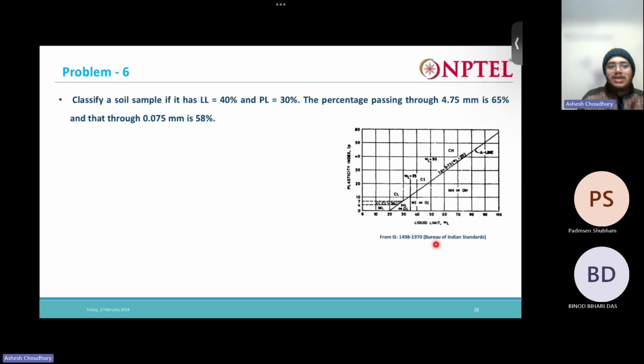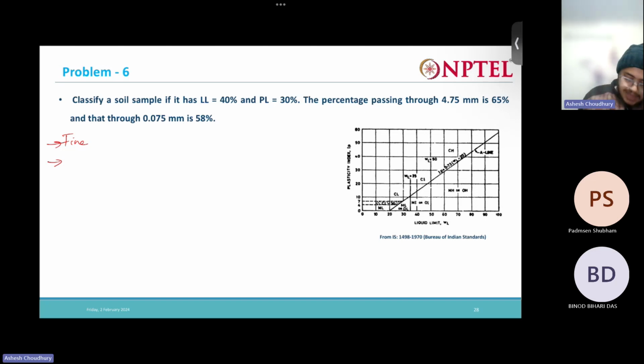More than 50% is finer than 75 microns, so it is a fine soil. Correct. Now we have identified the soil is fine. Now we have to identify what kind of fine, whether it is clay or silt, whether it is C or M. Now, how to identify whether it is clay or silt? We have to take help of our plasticity chart.